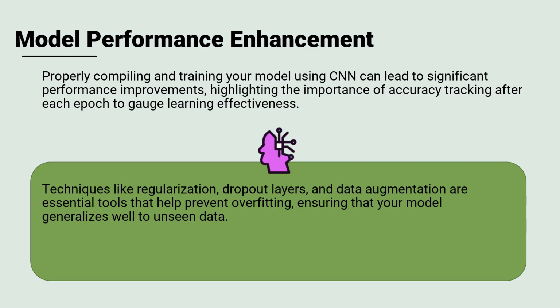Now, while we've covered a lot, the frameworks and techniques available for developing ANNs are quite extensive. Techniques like regularization, dropout layers, and data augmentation can all help us boost model performance and combat that pesky overfitting. You know, that's when a model learns too much from the training data and then performs poorly on unseen data. So keep these techniques in your toolkit as we work to enhance our models together.